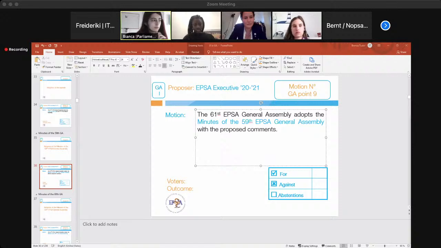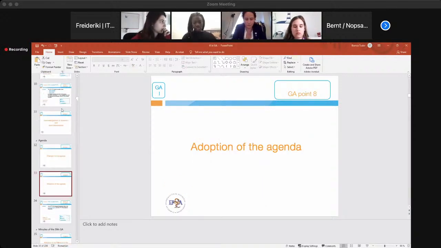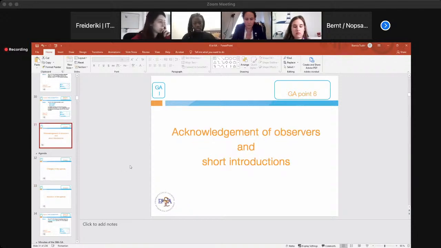Marlene of Austria. Just wondering, because of the agenda, shouldn't we have also acknowledgement of observers and then changes to the agenda and adoption of the agenda? President, that was a little scoring error, but let's finish the motion for now, and then of course we can go back and also set the agenda. Thank you very much for pointing it out.